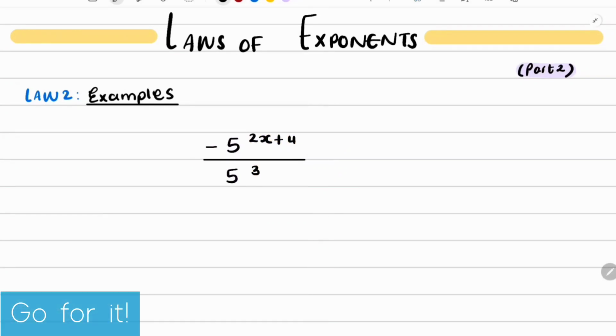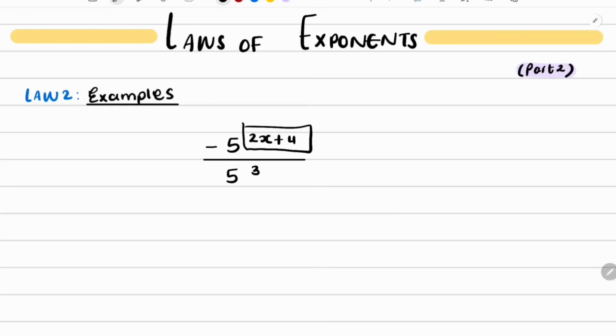And here's another example. So in this example, we have negative 5 to the power of 2x plus 4, and then that is being divided by 5 to the power of 3. Okay, so I know that there's a negative in front of the 5, but remember, what is the base that is actually carrying this exponent? That would be the 5, not the negative 5. So the negative is just a coefficient. It's just an invisible negative 1 that is being multiplied to this 5 to the power of 2x plus 4.